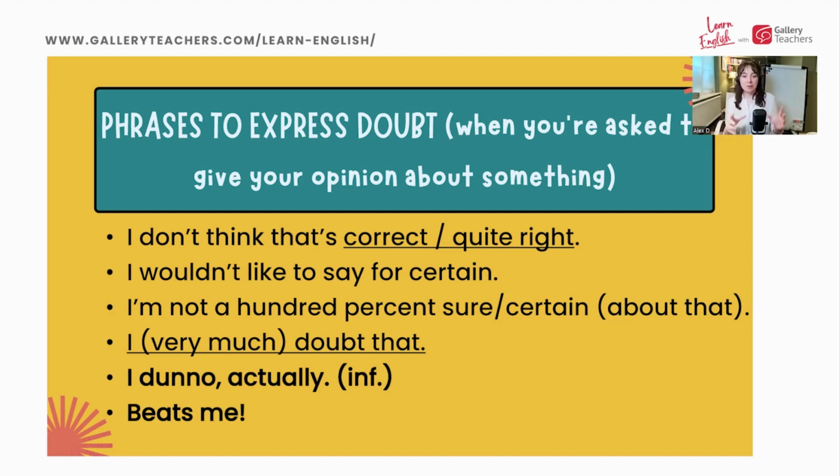The next two in bold, careful, these are very informal expressions. So close friends and family only, I would say. I dunno, actually. Remember, dunno is just a short form, informal for I don't know. And super informal, we have beats me, right? Or it beats me, meaning I just don't know the correct answer.